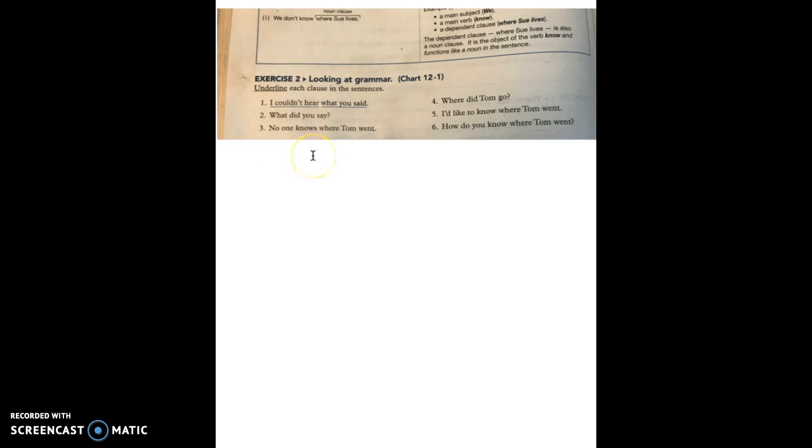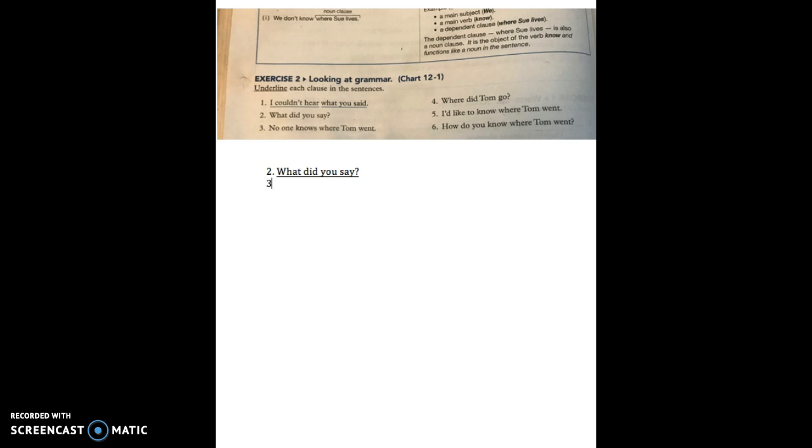In question number 2, what did you say? There's only one subject and there's only one verb, so there's only one clause. This is just a regular clause. Just like a sentence could be simple or compound or complex, a question can too. So we would call this a simple question.